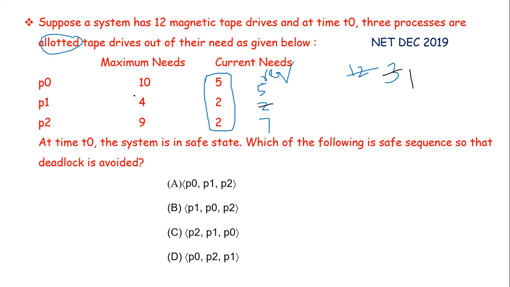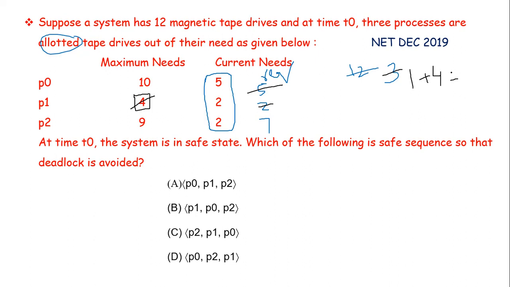Now P1 has a total of 4 drives. It will process, it will execute fully and then will release these 4 tape drives. When it will release these 4 drives, we will have a total of 5 tape drives, right? Then these 5 tape drives can be allocated to process P0. Then it will have a total of 10 drives, will execute fully and release these 10 drives.